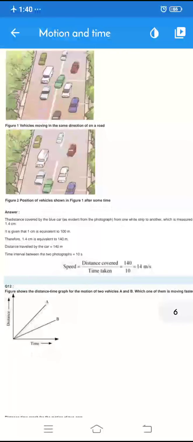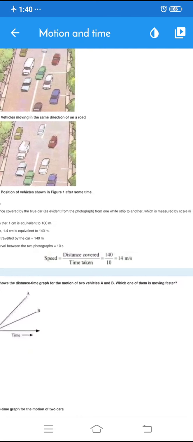Figure 1 shows the vehicles moving in the same direction on the road. Figure 2 shows the position of the vehicles shown in figure 1 after some time. Look at the position of the cars in figure 1; it has changed in figure 2. Now the distance covered by the blue car is evident from the photograph. Look at the blue car in both figures. You have to compare the distance covered by the blue car from one white strip to another white strip.